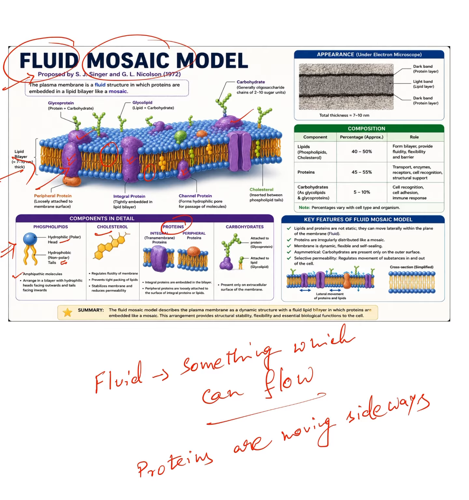Now, next is the carbohydrate part. You can see the carbohydrates are attached to protein. They are called glycoproteins. Here you can see the glycoproteins. Also, there are glycolipids. Here you can see glycolipids. So glycoproteins are nothing but protein and carbohydrates. Glycolipids are lipids and carbohydrates.